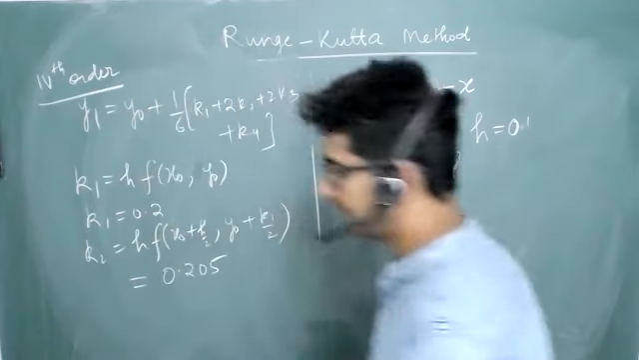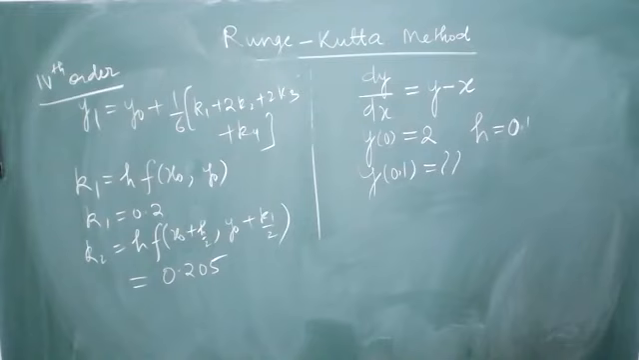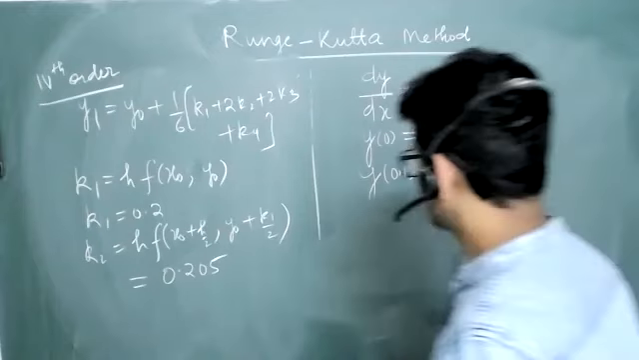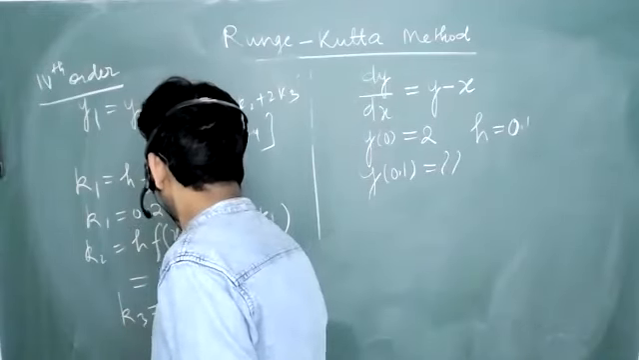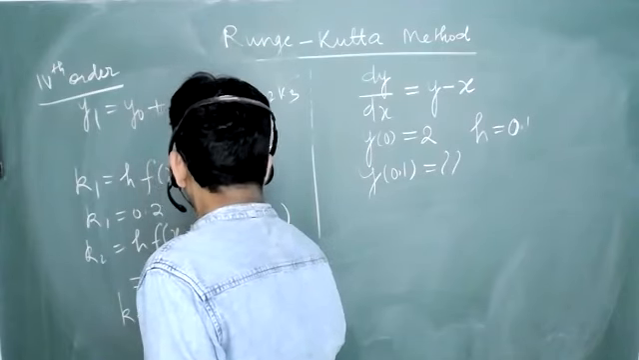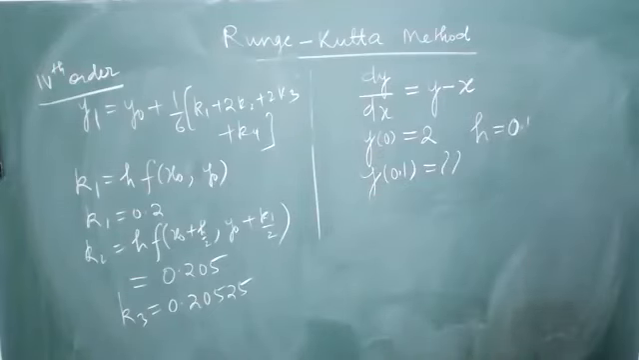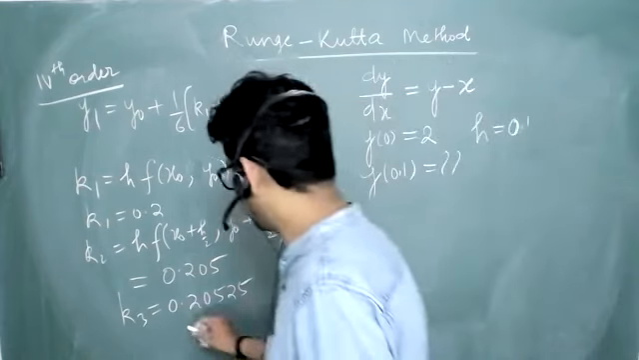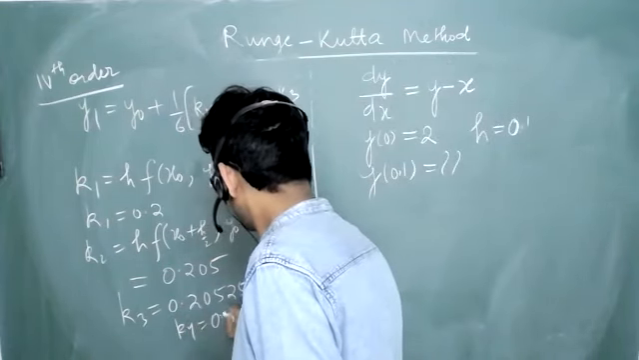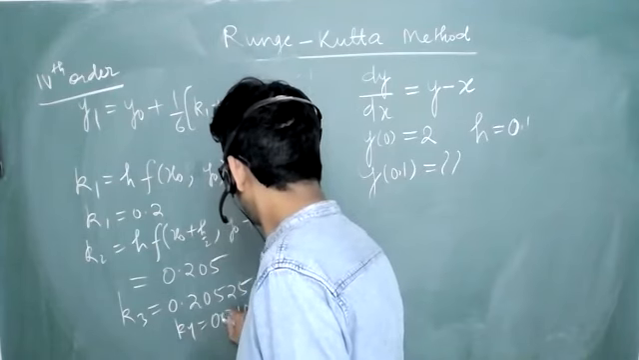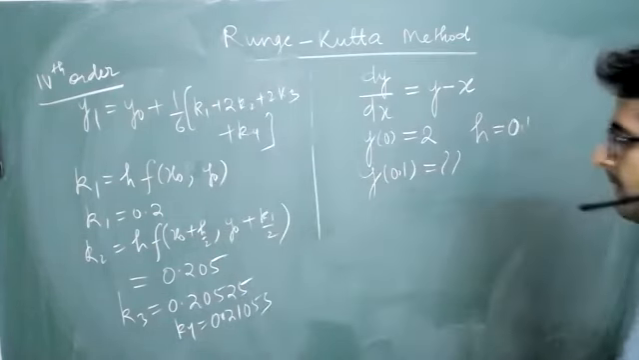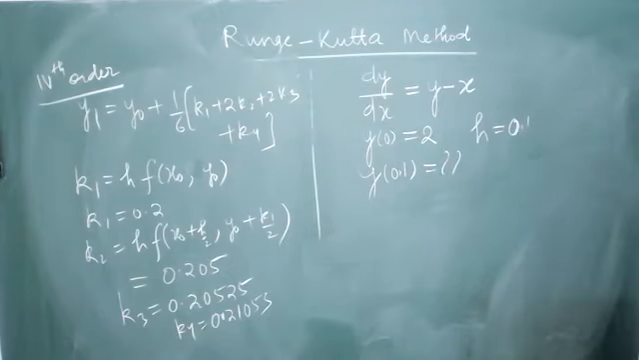सभी लोग करो फटाफट and just keep correlating. K3 is 0.20525. And k4 is 0.21053. This is k4, 0.21053 आ रहा है.